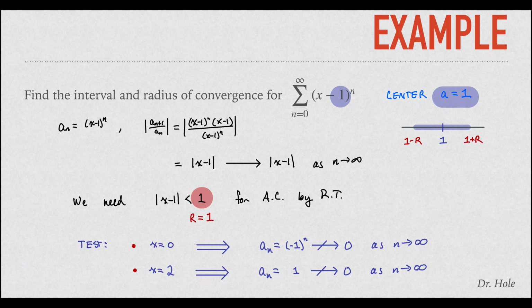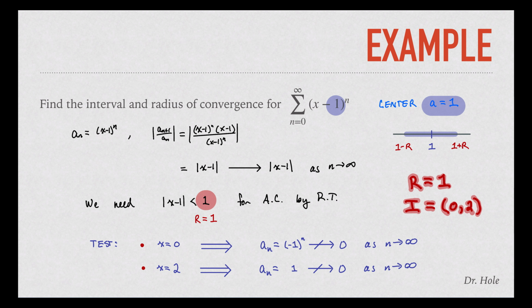Good. Let's summarize what we found. We found that the radius is 1, and by doing the testing on the endpoints, that the interval of convergence is open at 0 up to open at 2. Fantastic. Let's try another.